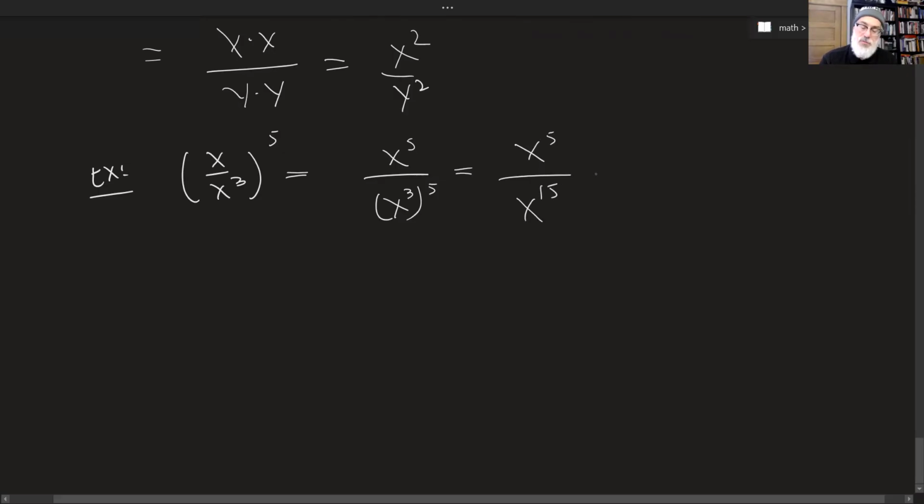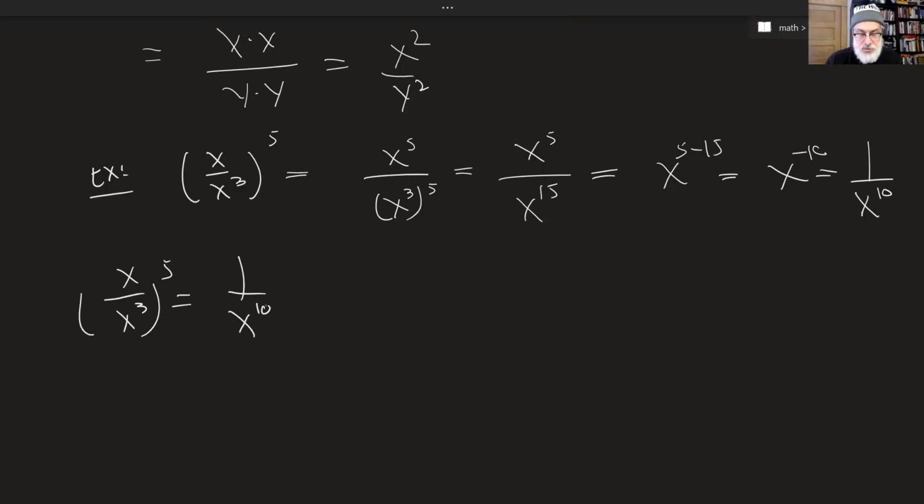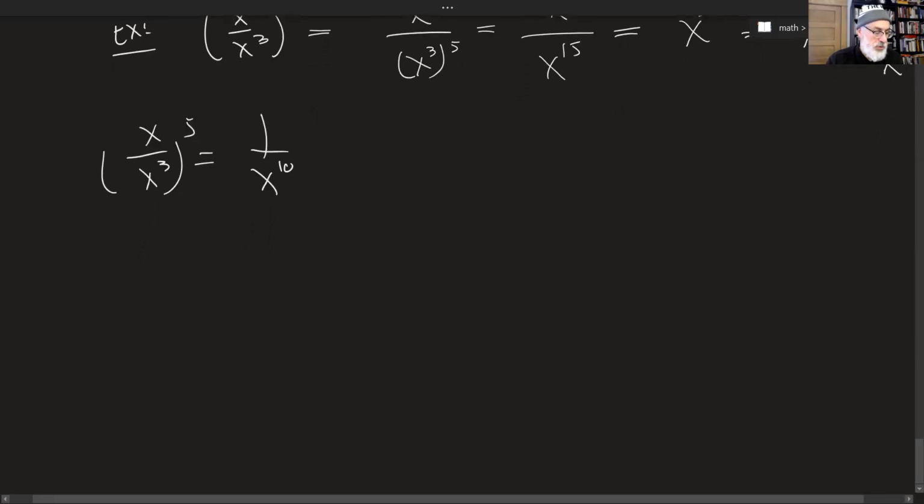And let's go a little further, because we know that if I have the same base, then I can subtract. And then we get x to the negative 10. And the other rule, the negative exponent rule, says that we can take this as a power in the denominator. So this is 1 over x to the 10th. So what we're saying is that these are exactly the same. There might be some situations where you prefer x over x to the third to the fifth. There's also different ways in which to simplify this, in the order in which we simplify. I'm just applying that rule directly.